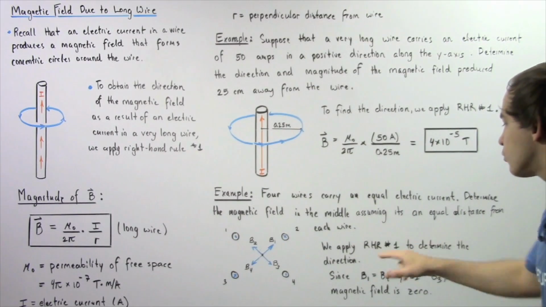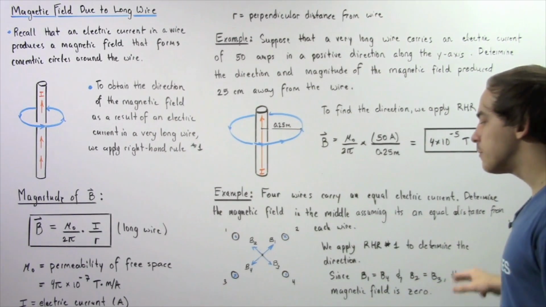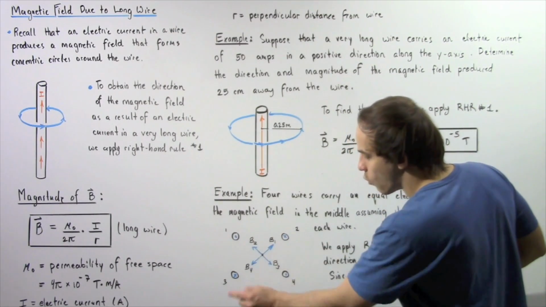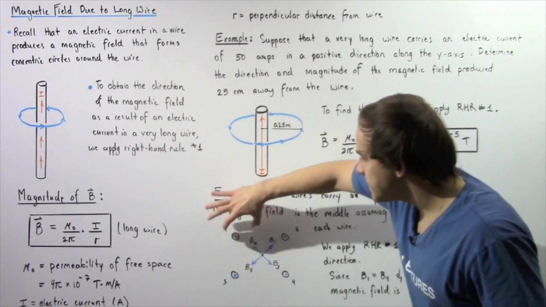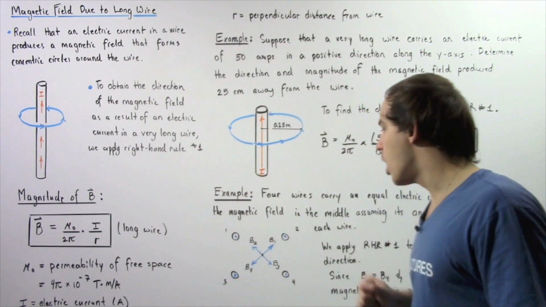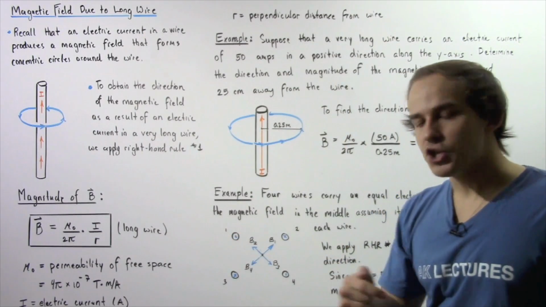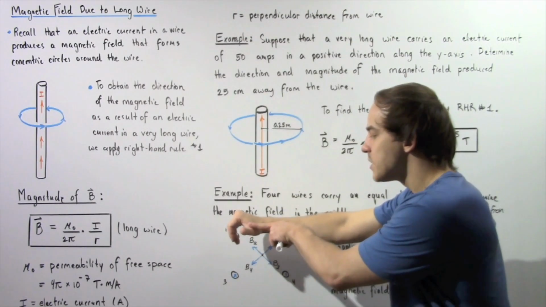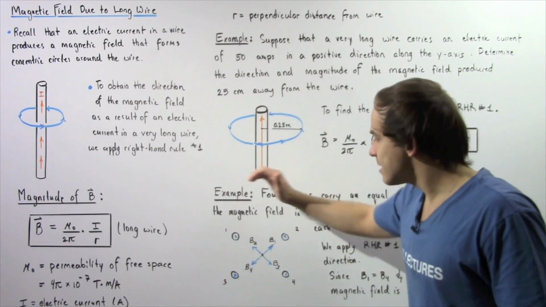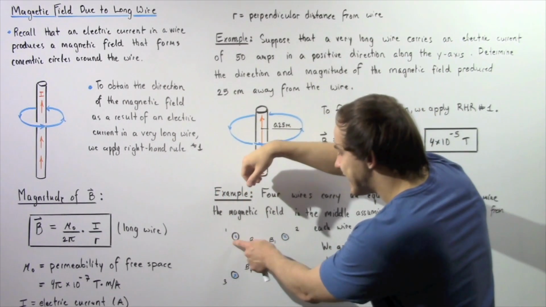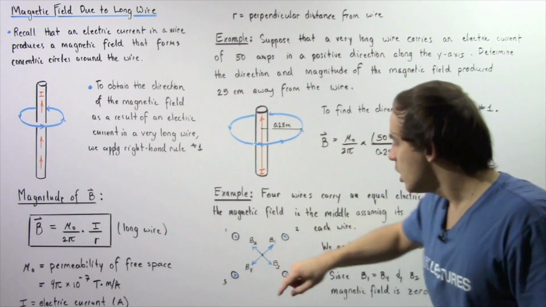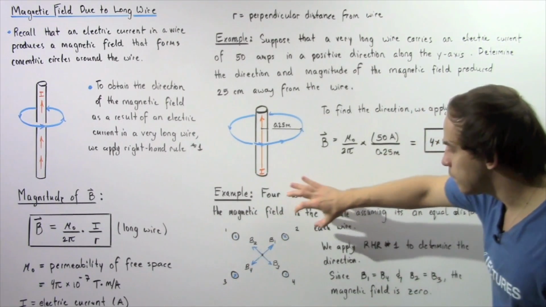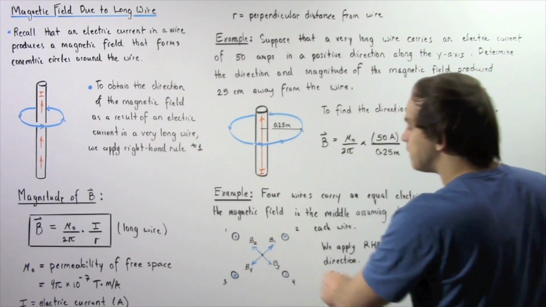So we essentially apply right-hand rule number 1 to determine the direction of our magnetic field exactly in the middle of these 4 wires. So let's begin with our electric current number 1. So it is coming out of the page, so that means we wrap our right hand in the following manner so that our thumb points out of the board as shown. So that means the magnetic field at this point, as a result of our electric current 1, will point in the following direction.